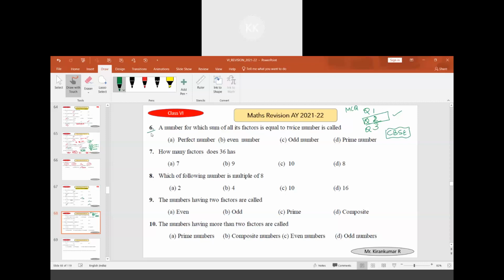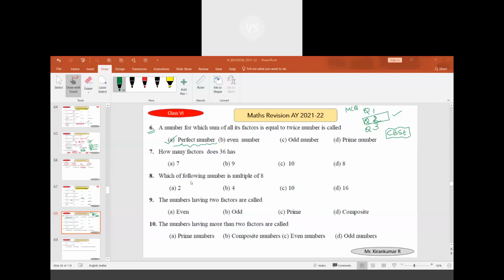Sixth one: a number for which the sum of all its factors is equal to twice the number is called? Perfect number, sir. Very good. Example? Sir, 6. 6 and 28. Yes, sir, 6 is a perfect number.